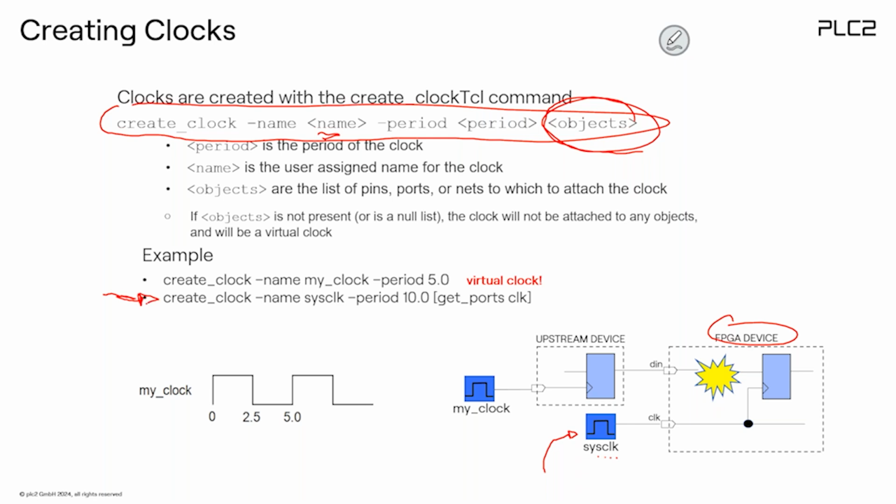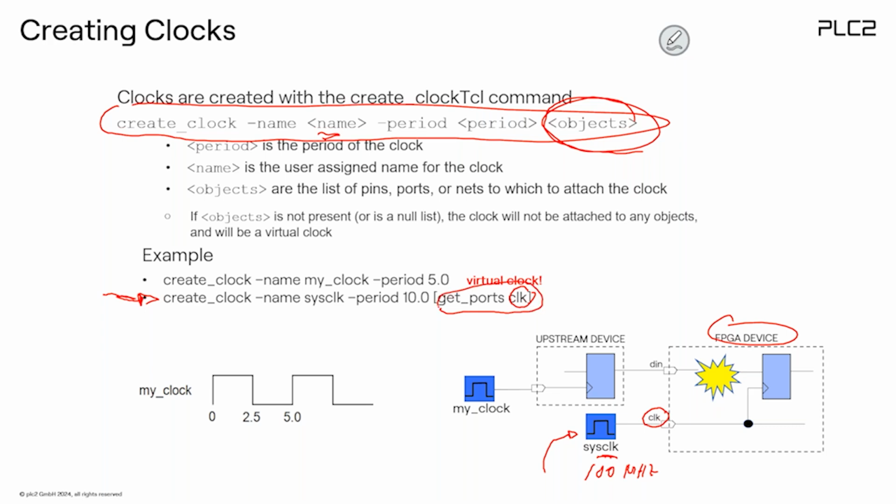Create clock with the name sys clock. Here we go. The period is 10 nanoseconds, which means 100 megahertz. And the connection is the connection CLK. So this is the object.